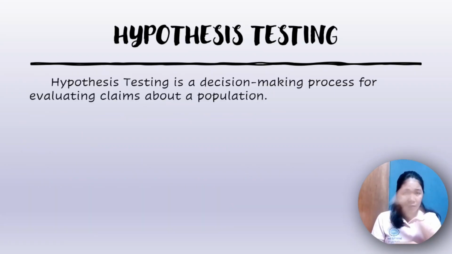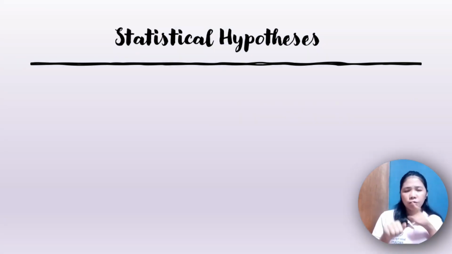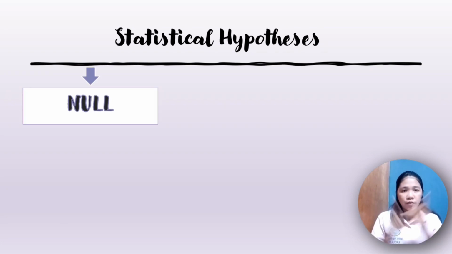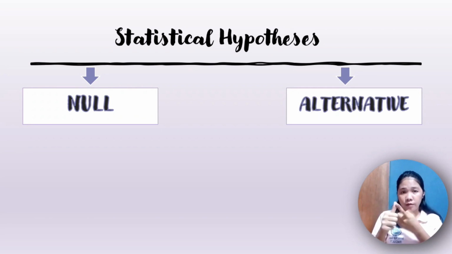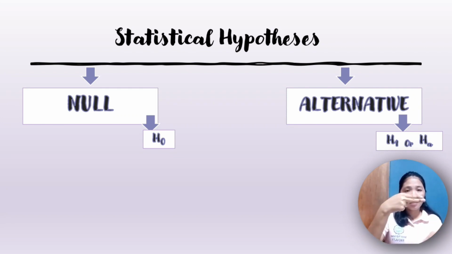Hypothesis testing. Hypothesis testing is a decision-making process for evaluating claims about a population. It is basically testing an assumption that we can make about a population. These are assumptions that may or may not be true. There are two types of statistical hypothesis. The first one is the null hypothesis, and then the second one is the alternative hypothesis. The null hypothesis is denoted by the symbol H sub 0, while the alternative hypothesis is denoted by H sub 1 or H sub A.